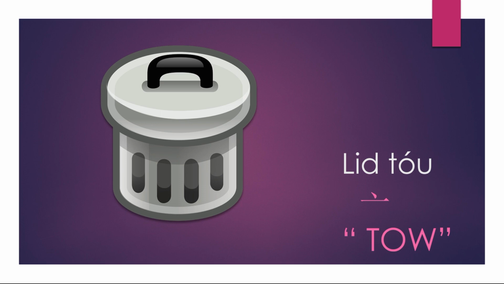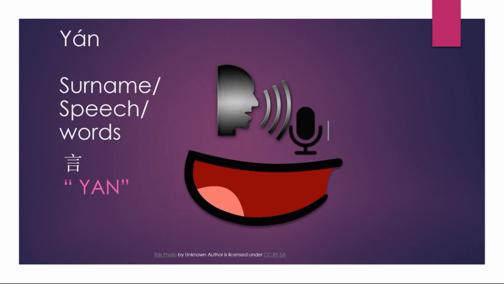Let's get to the next word of this episode. The next word that we are looking at is yen. Yen is usually used for surnames. It also has another meaning, which is speech or words. The way to write this character is this way. You have 3 bars and you also have Tao in this along with Kao.